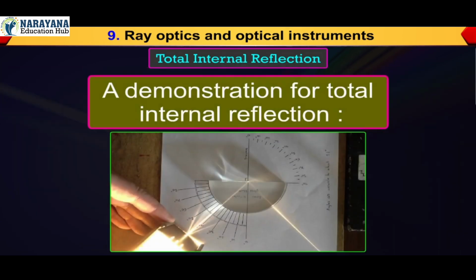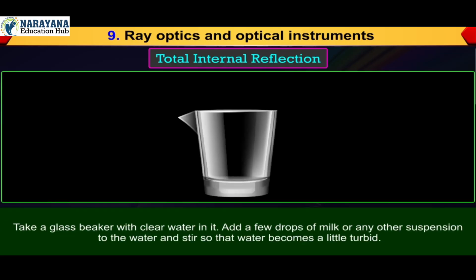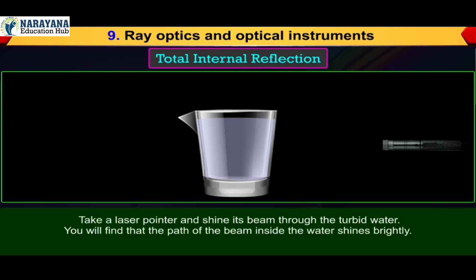A demonstration for total internal reflection. All optical phenomena can be demonstrated very easily with the use of a laser torch or pointer. Take a glass beaker with clear water in it. Add a few drops of milk or any other suspension to the water and stir so that water becomes a little turbid. Take a laser pointer and shine its beam through the turbid water. You will find that the path of the beam inside the water shines brightly.